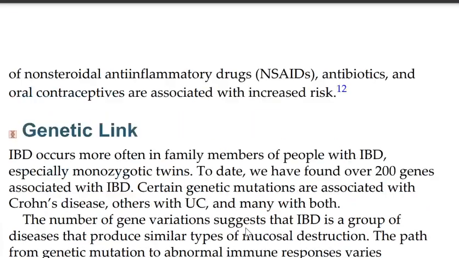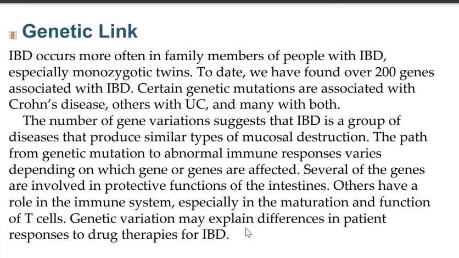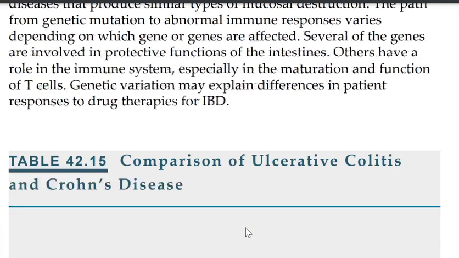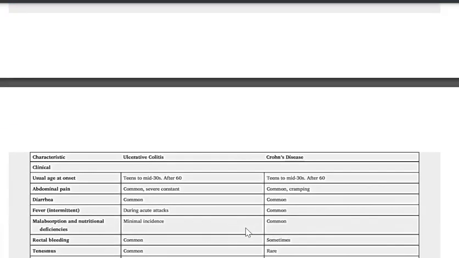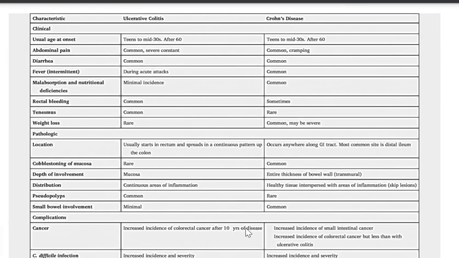Okay, let's look at this. We said there's a genetic link, and it says we have found over 200 genes associated with inflammatory bowel disease. They don't really know, right? But if we look down here, this will be a very good box. I'm sure your instructor probably gave you this box.